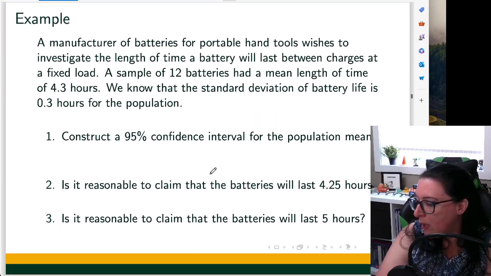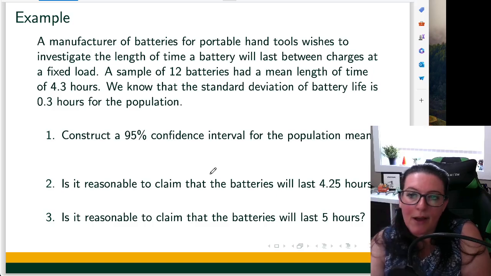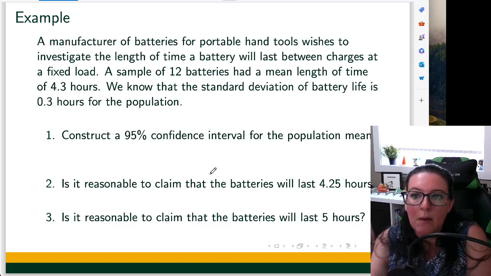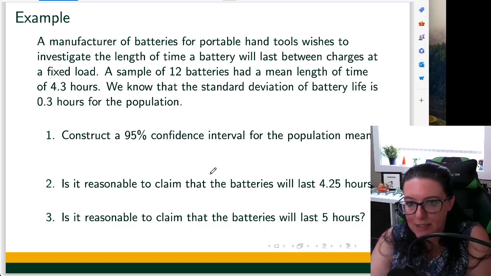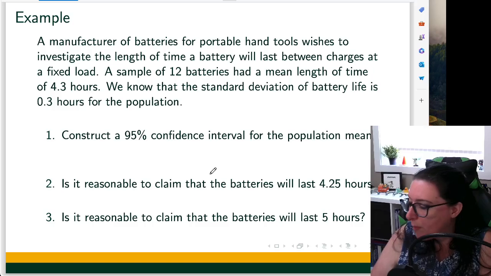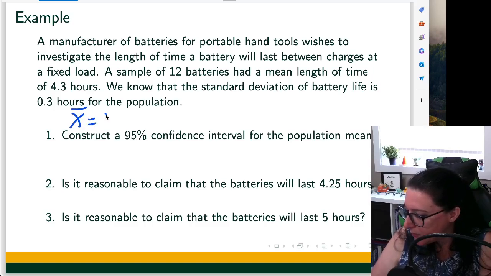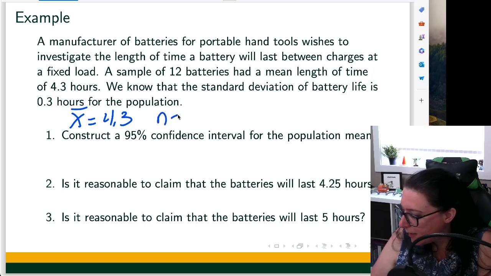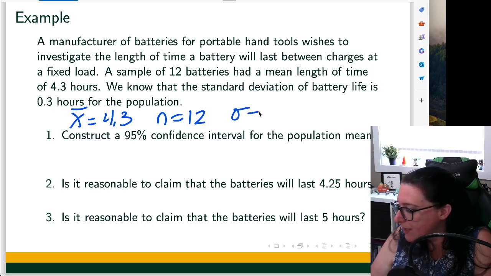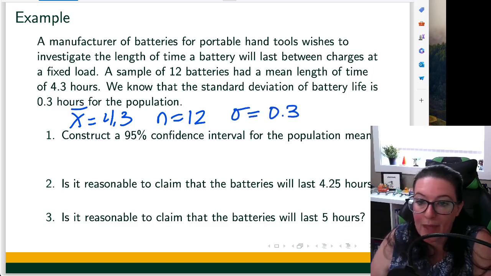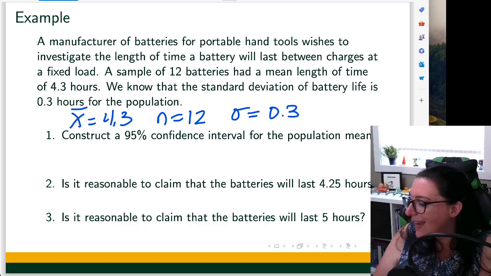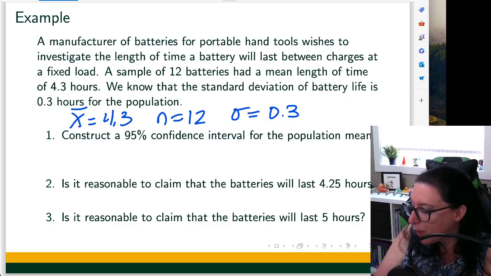Okay, so an example. All right, we're back to our battery manufacturing. We wish to investigate the length of time a battery will last between charges at a fixed load. We have a sample of 12 batteries with a mean length of time of 4.3. So X bar is 4.3, N is 12, and the standard deviation of battery life in the population is known. It is 0.3. That allows us to use sigma in our Z. So construct a 95% confidence interval for the population mean.